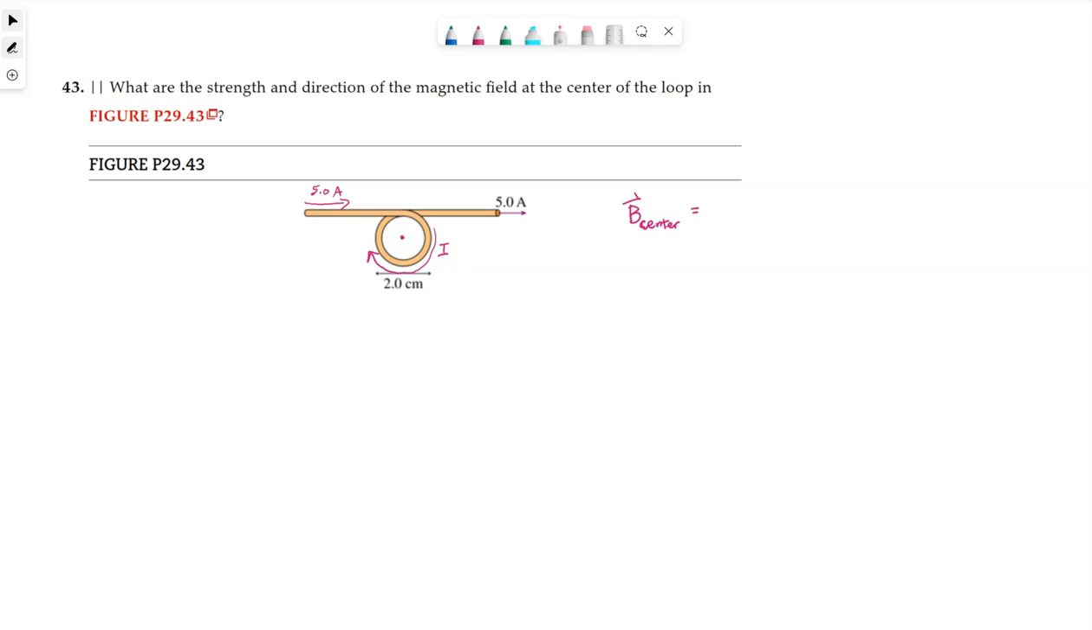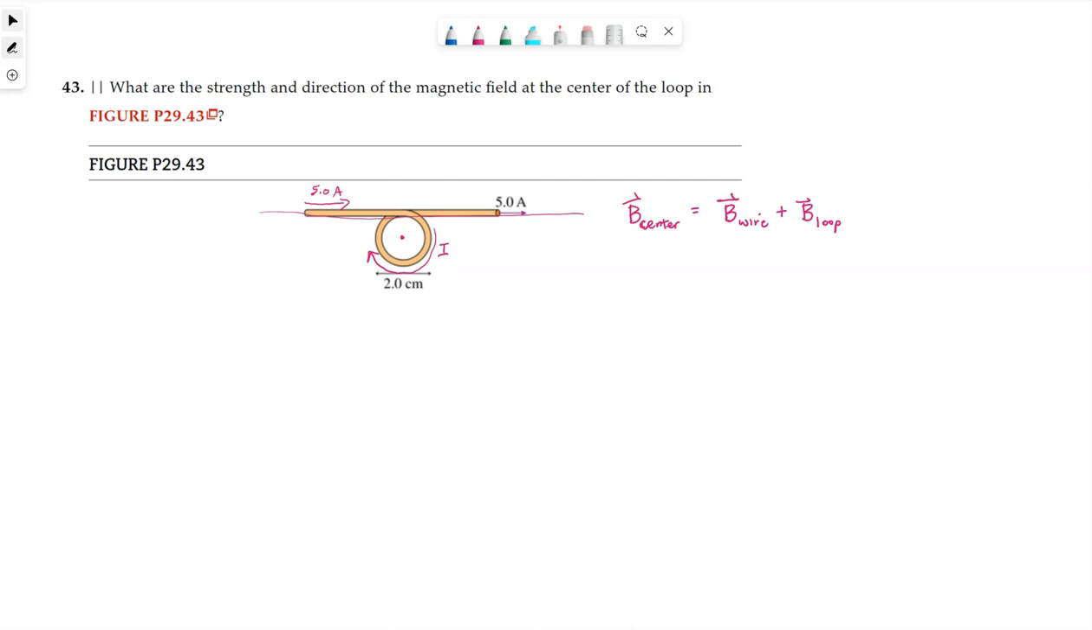The total magnetic field is going to be due to the wire itself. This is essentially a long straight wire that happens to have a loop in it. So we need to add the magnetic field that just having that long straight wire will produce, plus the field that the loop itself will produce.